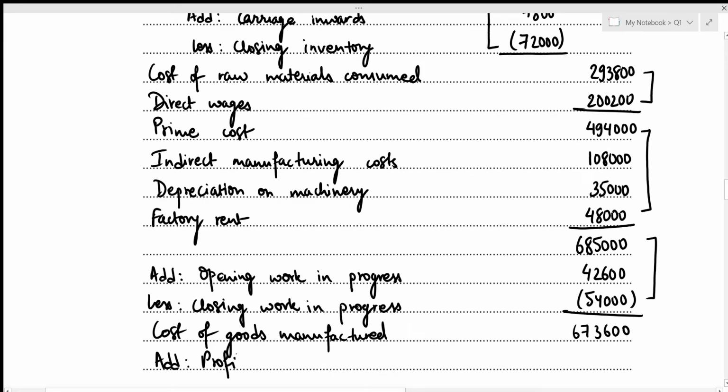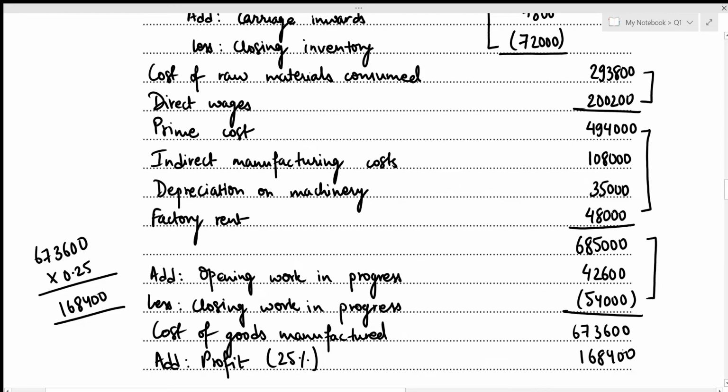And we know that the profit rate or the markup rate was 25% for the year 2020. So this just means that the profit should be 25% of the cost of goods manufactured. And we know that the cost of goods manufactured is 673,600. So we can just multiply it with 25%, which we can write down as 0.25. Now this will give us the profit or the 25% markup to be 168,400. Let's write it down.